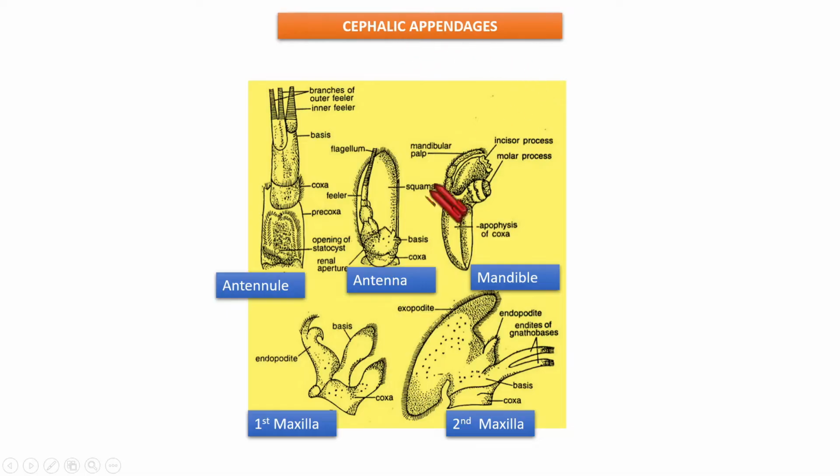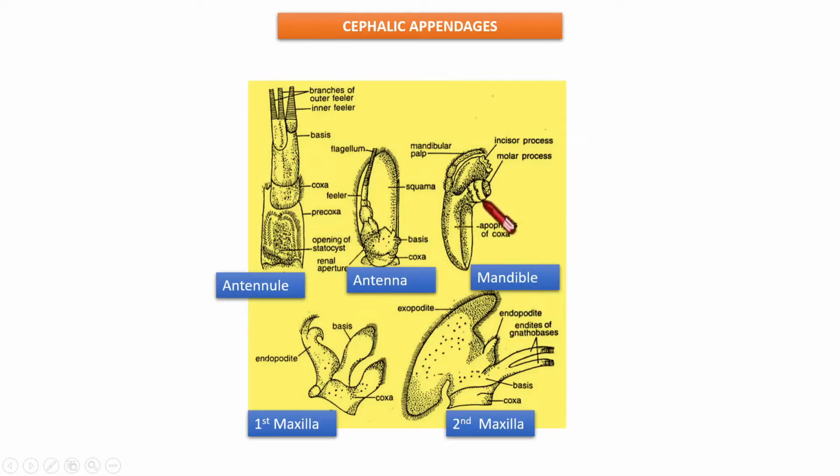First, cephalic appendages. This is a picture of 5 cephalic appendages. First one is antennule and second is antenna. This antennule and antenna can be seen near the eye. This is the first one. And this antenna has an elongated filament-like structure. Its entire structure is not given here; during the dissection, you can see the entire structure. Anyway, this is the second one.